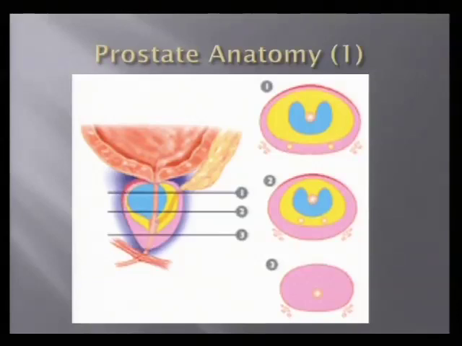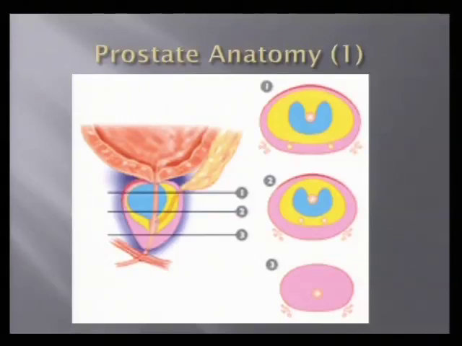So for the non-imagers, the people that don't deal with this all the time, this is just a little bit about prostate anatomy. You can see that the prostate is basically divided into 3 zones based on the craniocaudal axis, which would be the base, which is nearest the bladder, the mid-gland, which is number 2 up there, and then the apex, which is the most inferior.